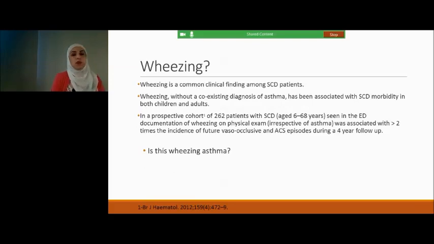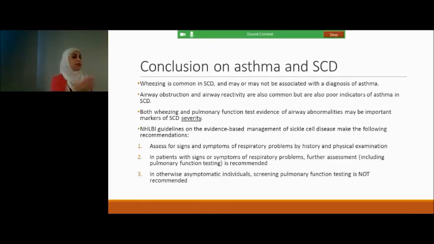And finally, they all have wheezing. In the emergency room, whether those kids have a previous diagnosis of asthma or not, they were found to be wheezing. But we still don't know, is this really asthma or not? So we have to be very careful and just know that it's a risk factor for developing more serious pulmonary complications. But unfortunately, the NHLBI guidelines do not recommend screening pulmonary function testing. They want you just to correlate the clinical findings with the pulmonary function test findings and do pulmonary function testing on a selected population, which we do.